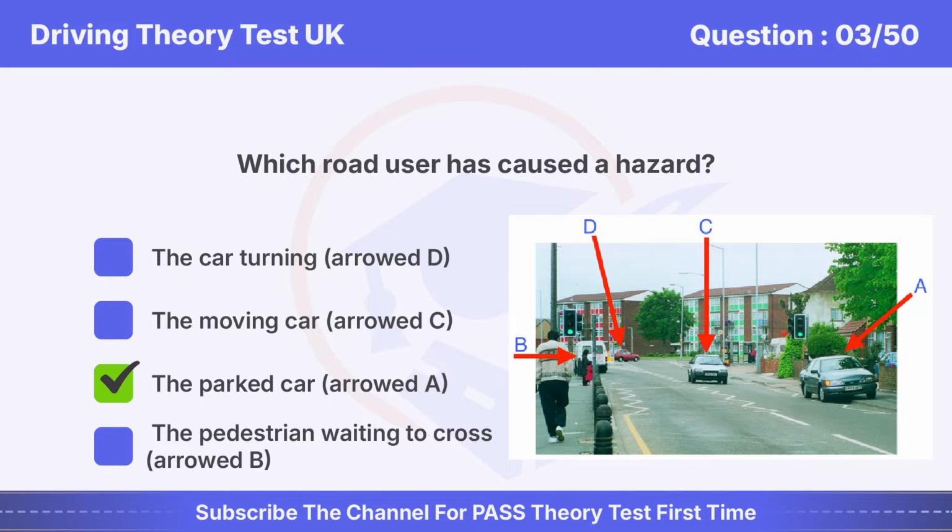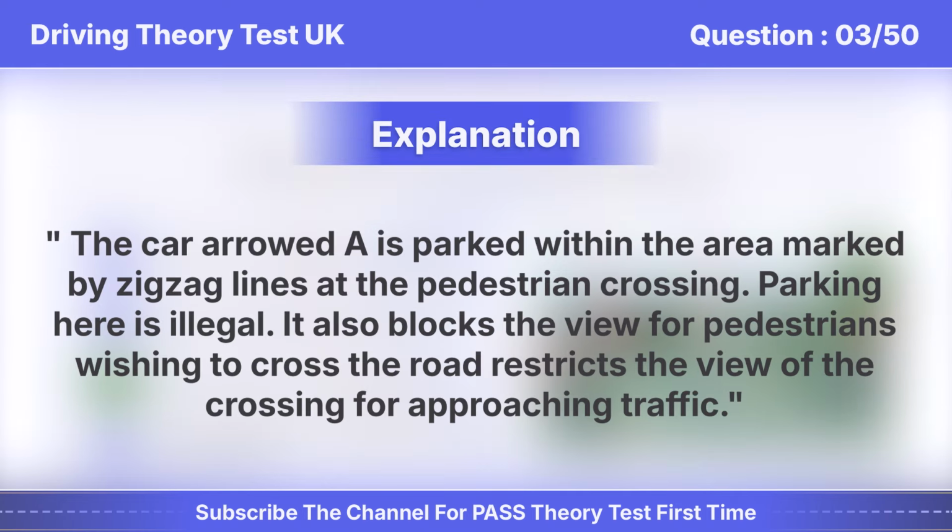Answer is C. The parked car, arrowed A. The car arrowed A is parked within the area marked by zigzag lines at the pedestrian crossing. Parking here is illegal. It also blocks the view for pedestrians wishing to cross the road. It restricts the view of the crossing for approaching traffic.